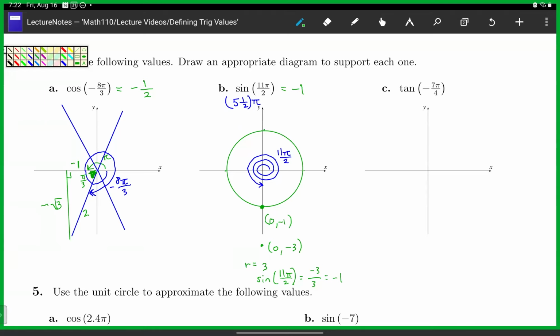Okay, -7 pi over 4. A half turn is pi, so I'm going to divide that half turn into 4 equal pieces. And I'm going in the negative direction. So there's my quarter pies, right? And then I'm going to extend it in the other direction as well. And so I go 1, 2, 3, 4, 5, 6, 7. That's -7 pi over 4. And I end up here.